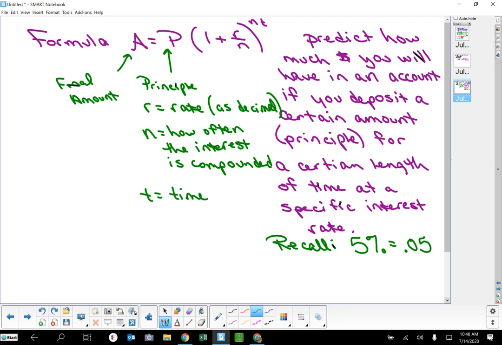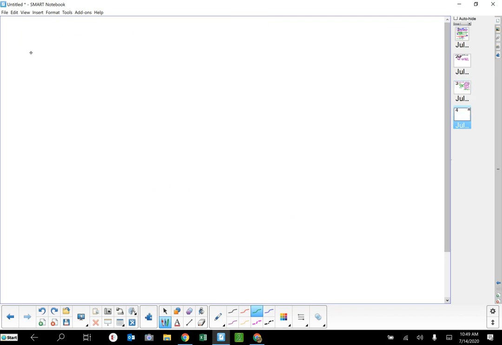Okay, so we're going to use that formula to work out a specific problem. So I'm going to write that formula at the top of my page, and then I'm going to give you the problem for that. So we have A equals P times 1 plus R over N, raised to the NT power.